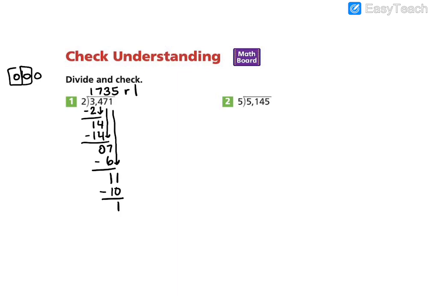Go ahead and pause the video and solve the next one. Press play when you're ready to check your work. Right, number 2 was able to divide evenly. We did not have a remainder, so it's equal to 1,029.